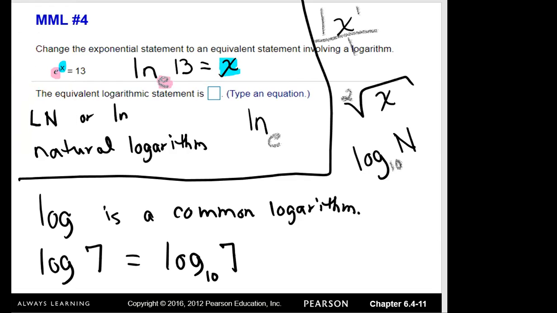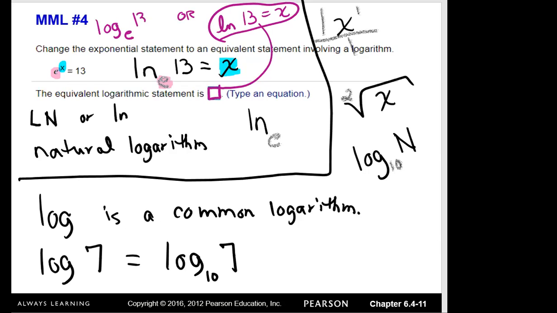It really is. So inside this box here, and I'll put it in a different color, I would type the ln of 13 is equal to x. That's what I'd put in that box. Because when I was doing these, I just typed it in. But I think it'll also take log base e of 13 is equal to x. It'll take that also. I'm pretty sure. You didn't double check it, but.